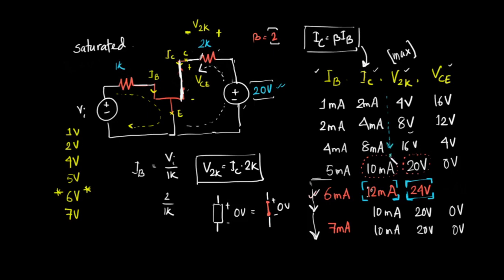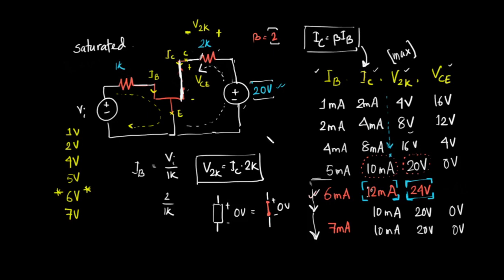But after a certain point, when the output current reaches a certain maximum value, if we increase the input, the output current doesn't increase. Because if the output current increased, then the voltage across our resistance at the output would also increase, and this is not allowed because the maximum voltage across the resistance will be equal to the supply voltage that we had provided before.